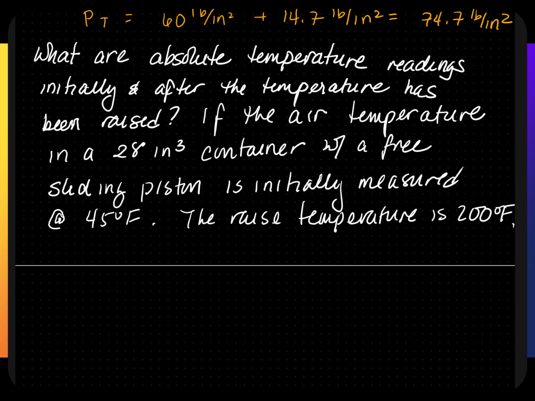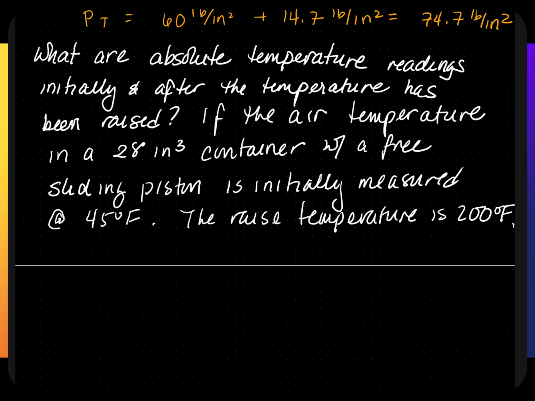Pause the video, try this problem on your own, and then check your answer. What are the absolute temperature readings initially and after the temperature has been raised? If the air temperature in a 28-inch cube container with a free sliding piston is initially measured at 45 degrees Fahrenheit, the raised temperature is 200 degrees Fahrenheit.